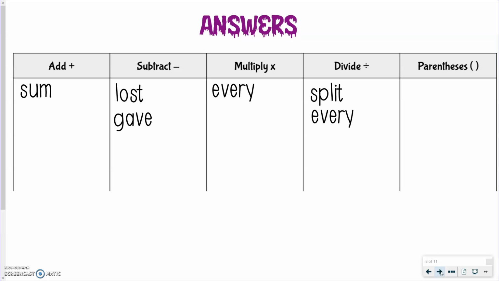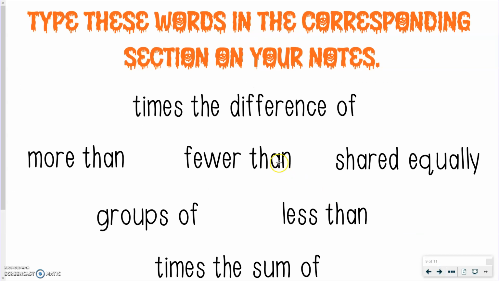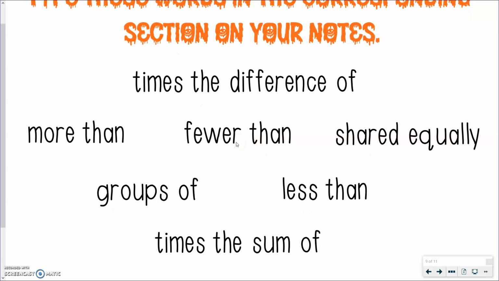Let's look at a couple more. Make sure you get all of these down. Pause as needed. And then here's a bunch of different phrases. These are all kind of combinations. So you got times the difference of. Think about what those would mean and where that might go. More than, fewer than, shared equally, groups of, less than, and times the sum of. Just take a moment to think about where you think those would go. And kind of think how some of them are worded and where maybe we haven't had as many yet.